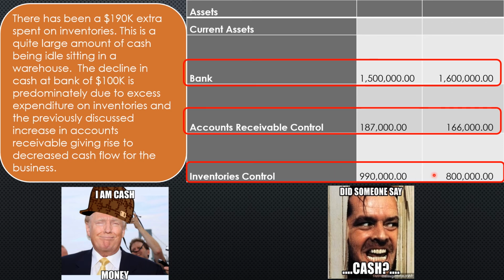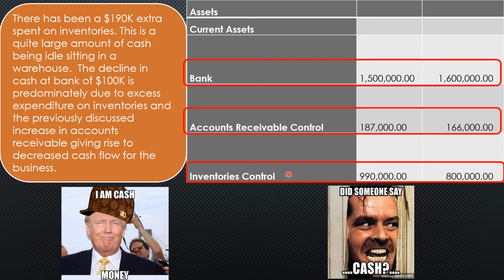Your inventory controls has increased by 190,000. And we've had a corresponding decline in our bank account of 100,000. Now, as we said in the last two slides, the decrease in our bank account is due to one reason: our accounts receivable not paying on time. We've used the cash to expand our business to purchase assets, and also we have used our money to buy excess stock as well.